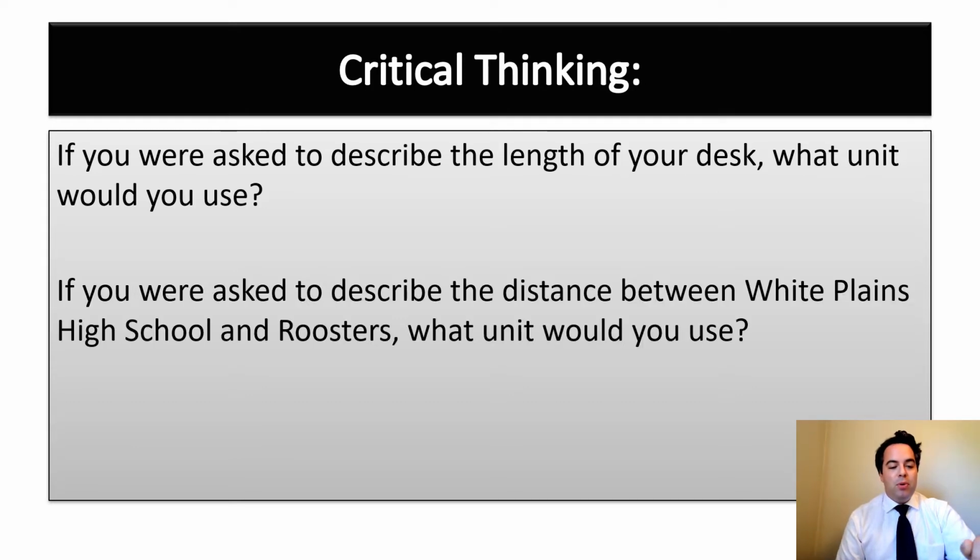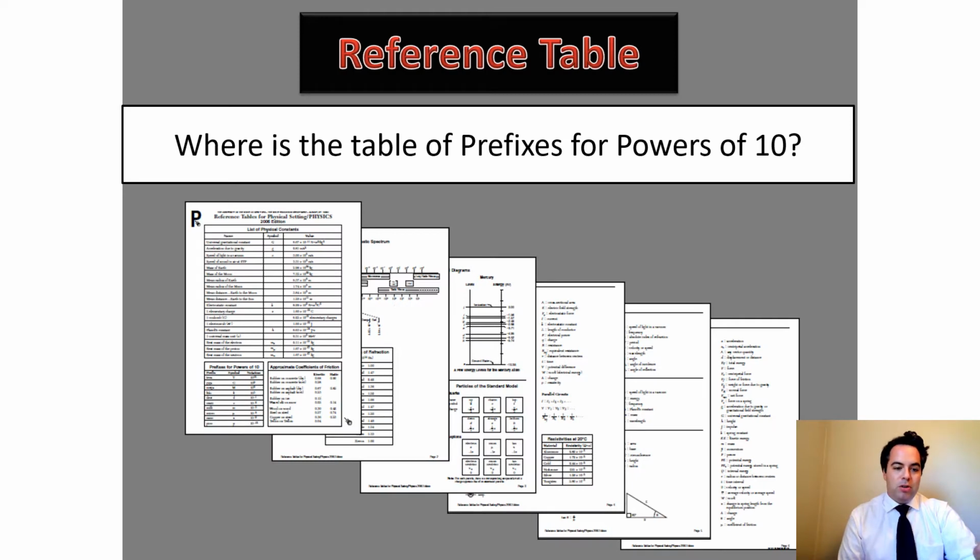So if you were asked to describe the length of your desk, you might use a meter. But what if you were asked to describe a longer distance, like between White Plains High School and Roosters? You might use a kilometer instead of a meter because it's more convenient. So scientists use these prefixes to make measuring things more convenient. You wouldn't measure the diameter of a star in meters, right? You'd use a more appropriate unit.